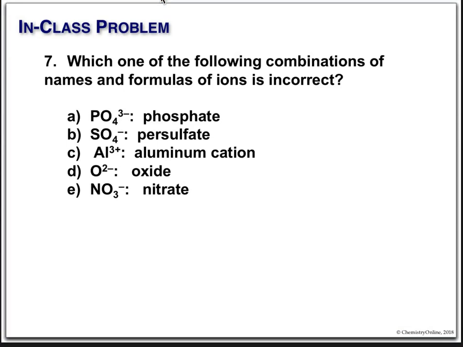All right, which of the following things here is not correct? PO4 3- is phosphate, persulfate, aluminum cation, oxide, or nitrate. This requires you to know polyatomics and stuff like that. Remember, you get a 3x5 card. You can write on one side of it. Put anything you want. If you're unclear on some of the polyatomics, just write them out. If you know them by now, don't worry about it. Don't waste the space.